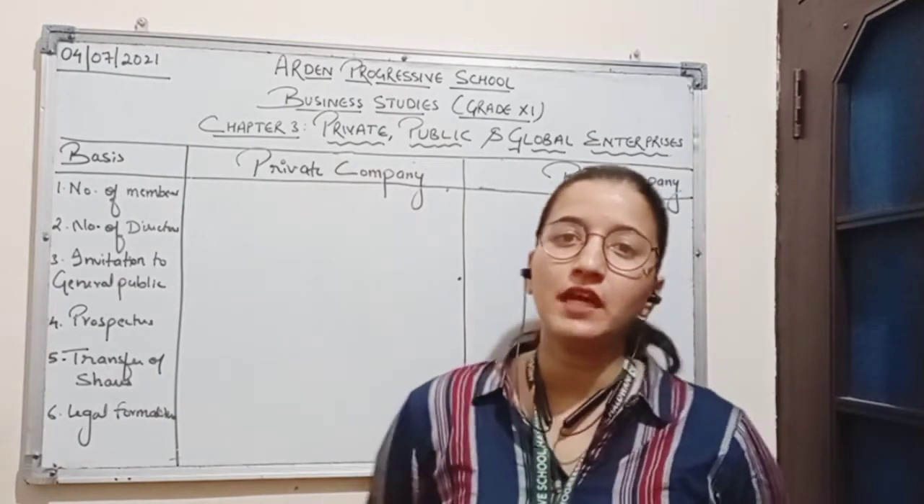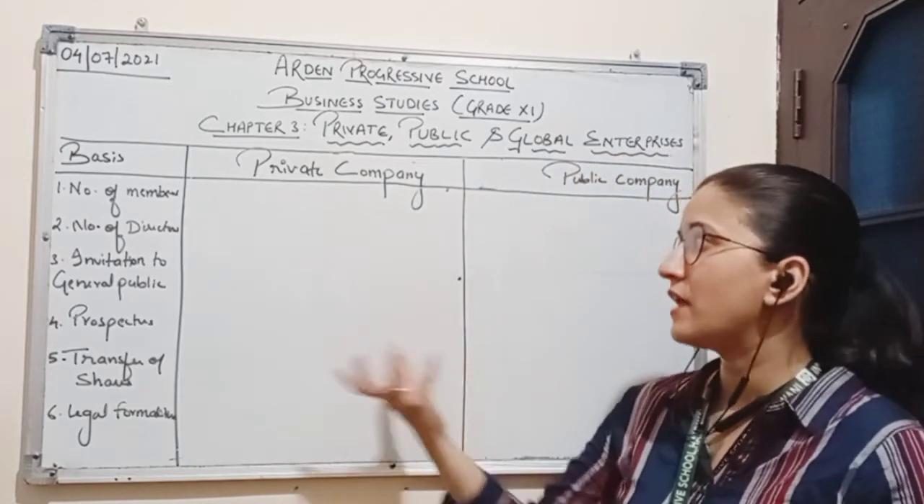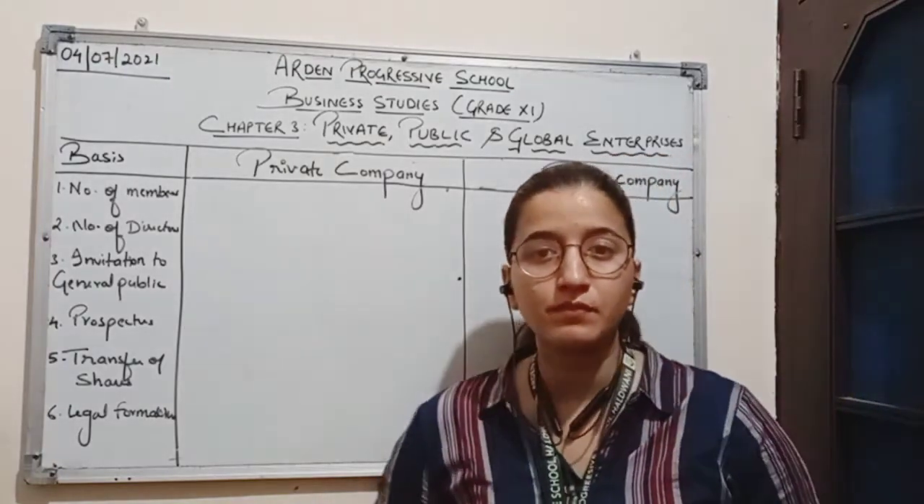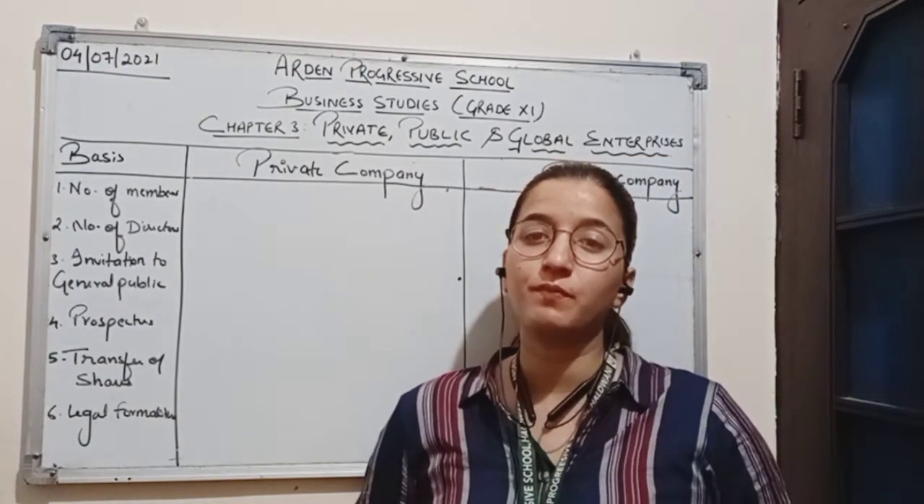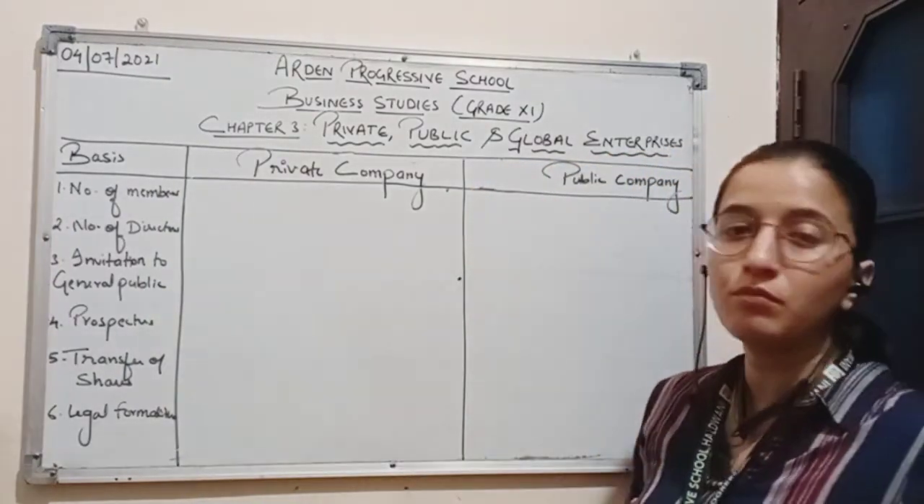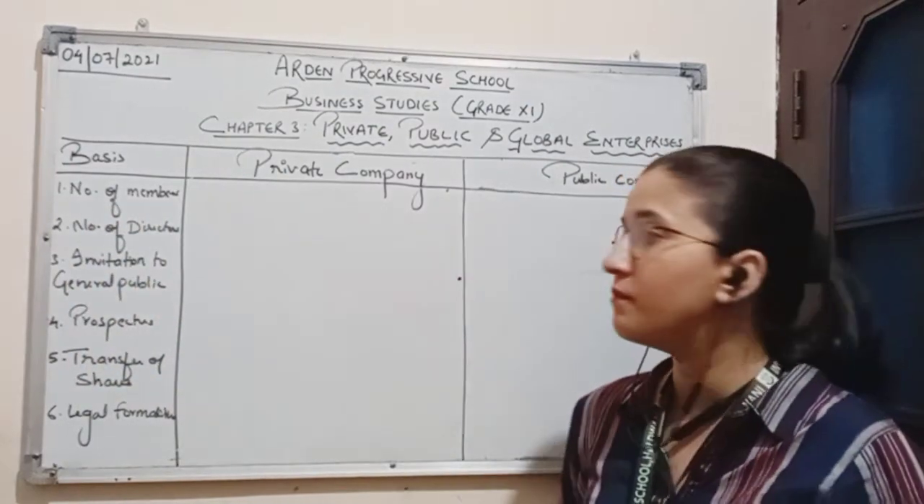We know private companies are those companies which are owned or managed by an individual, whereas public companies are those companies which are owned and managed by government. So here are some points of difference between private and public company. First is number of members.